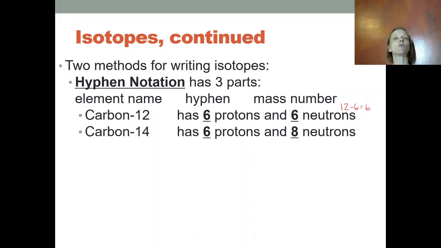Contrast that with carbon-14. This is the carbon that's measured when you do carbon dating to see how old a fossil is. Carbon-14 has 6 protons and 8 neutrons because 14 minus 6 is 8. That's where we got the neutron value from.